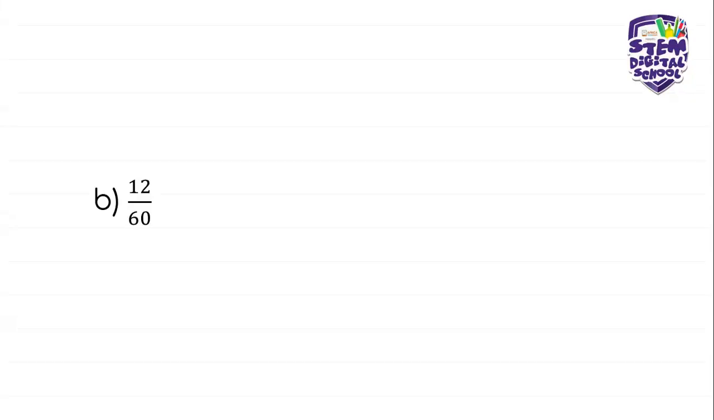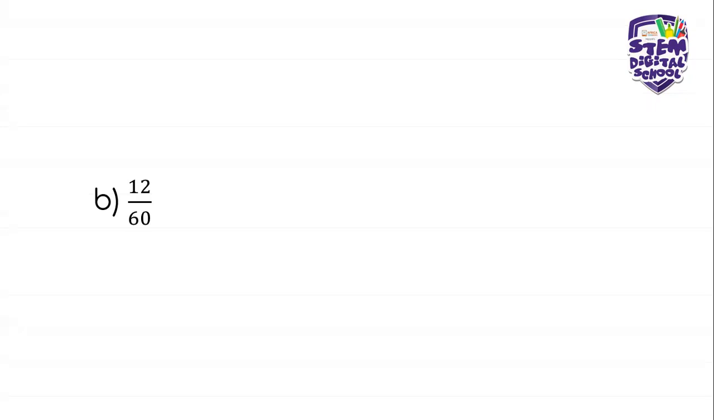And you simplify it by dividing 12 by 12, and then you divide 60 by 12 as well. Remember, whatever you do to the top number must be done also to the bottom number. So if you divide 12 by 12, then you need to also divide 60 by 12. So 12 divided by 12 is 1, and 60 divided by 12 is 5.